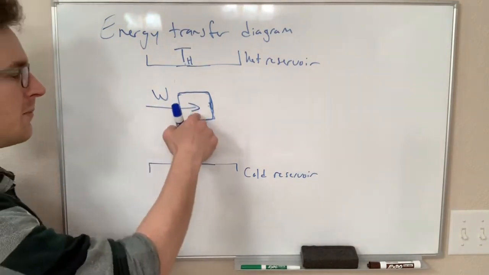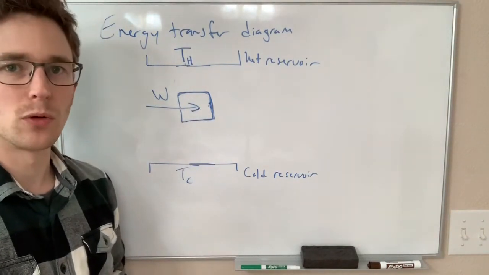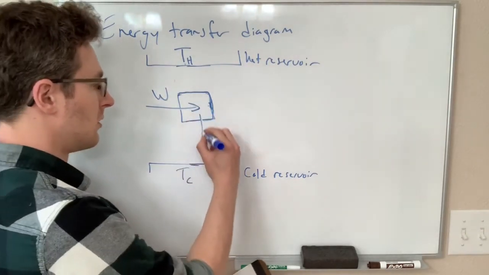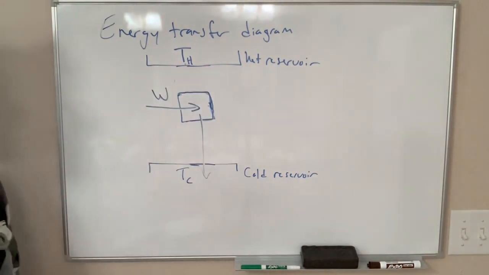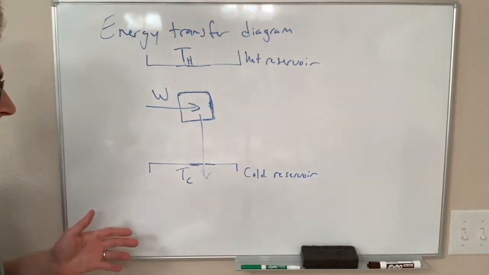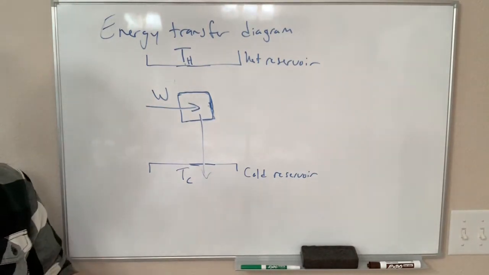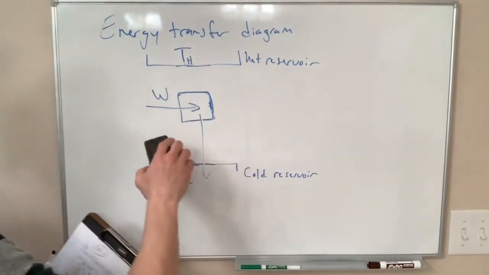We have work in, and then as that object is sitting on the table, if it's warmer than the table, heat is going to flow into our table cold reservoir, and this is the extent of the energy transfer diagram. This is not a particularly interesting one, but at least we can use this to represent processes that we can talk about. Okay, we're going to do one more.